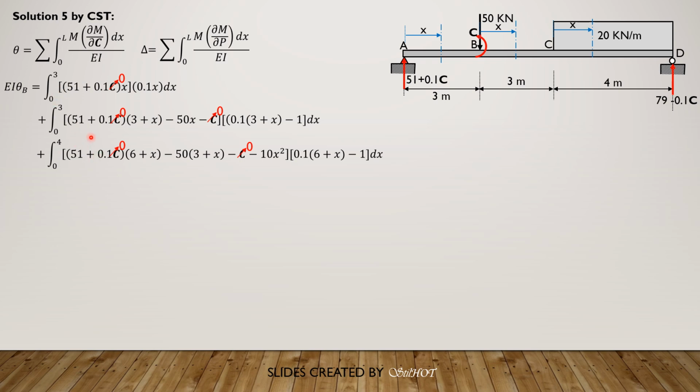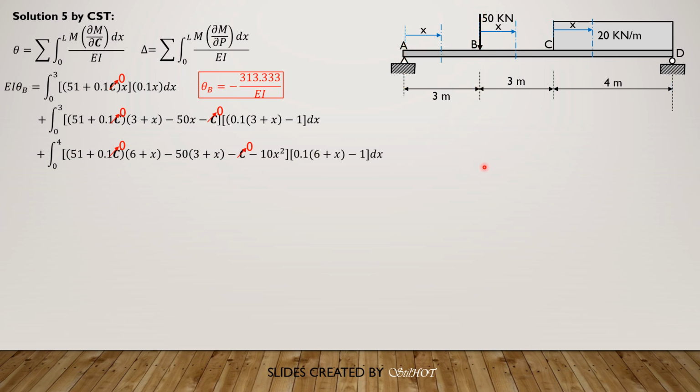C is 0. So notice that 51x times 0.1x is the same term as in the virtual work method. The second term, 51 times 3 plus x minus 50x times quantity 0.1 of 3 plus x minus 1, is the same term as in the virtual work method. Then the last, integral 0 to 4 quantity 51 times 6 plus x minus 50 times 3 plus x minus 10x squared, close, times quantity 0.1 times 6 plus x minus 1, is the same term as in the virtual work method. So therefore, the answer is the same. Negative 313.333 over EI.